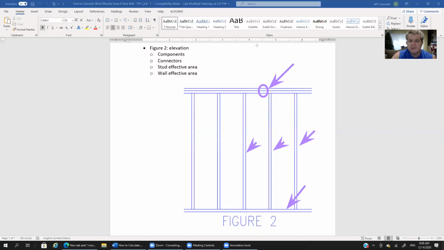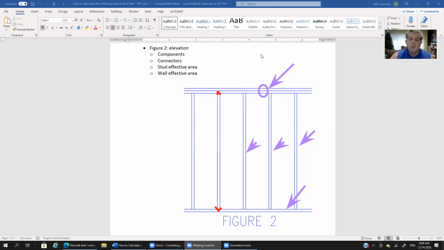We need to have some connectors here, sure. Probably we've got some nails. We need to have some nails that connect the bottom of the stud to that mud sill, and nails that connect the top of the stud into that top plate. The stud effective area, or wall effective area.